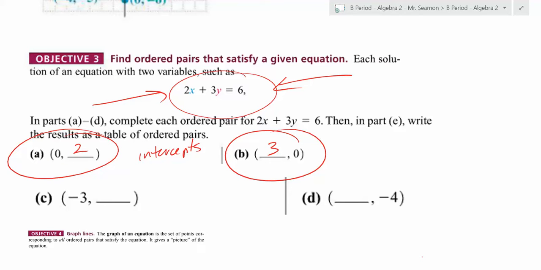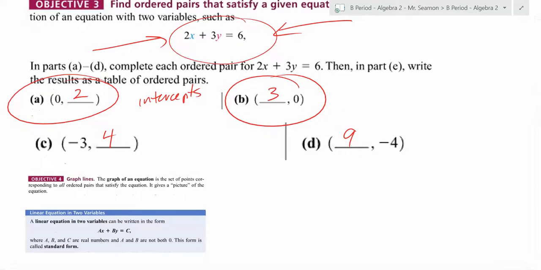Who has an answer to C? Alyssa. Y equals 4. Who has 4 for that one? Hey, look at all your friends. What about D? Katie. X or Y equals 9. It's X this time. X equals 9. Yeah, who got 9? You're also popular. Good job.